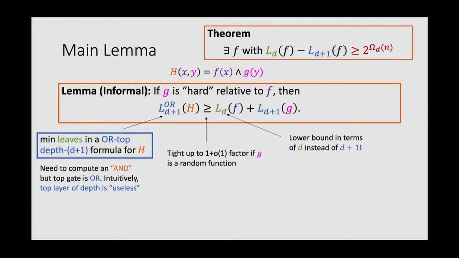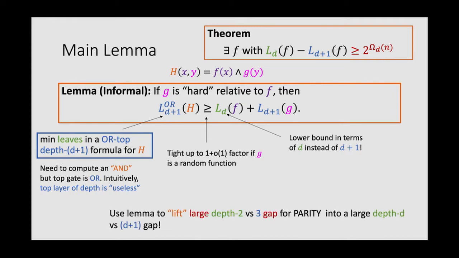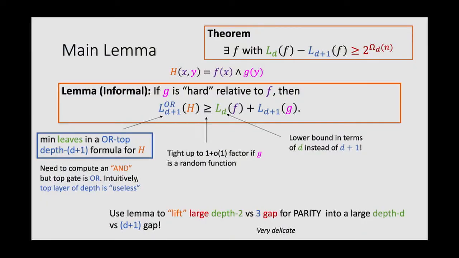OK. So that's how you use the lemma. You're going to use this lemma to lift, and it's not going to be obvious how to do this, the large depth 2 versus depth 3 separations, which we have for parity, into higher and higher separations. And I should say it actually turns out to be very delicate. You don't want to use purely random functions. You want to use very specific functions that come from Lyapunov's depth 3 formula upper bound. But whatever, don't worry about that. It's kind of delicate.